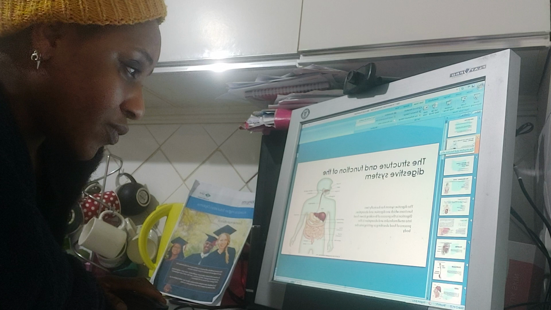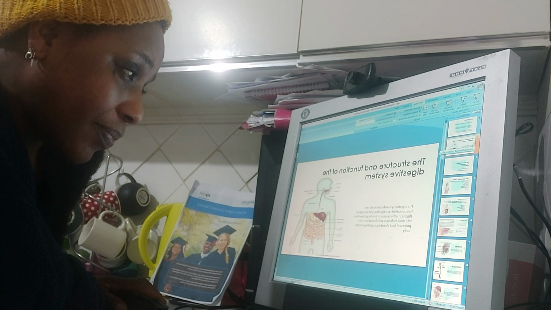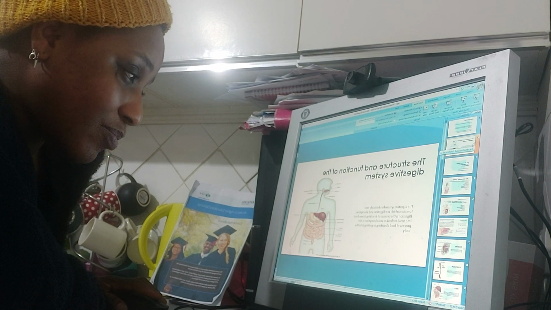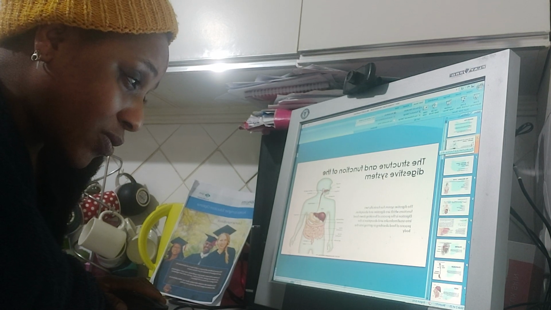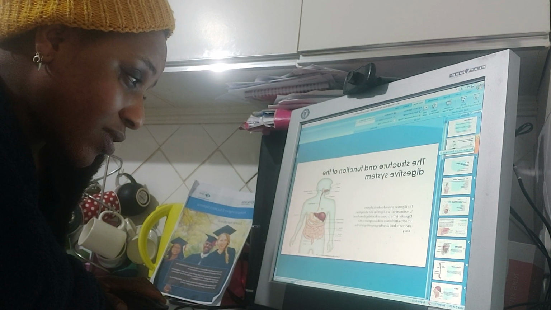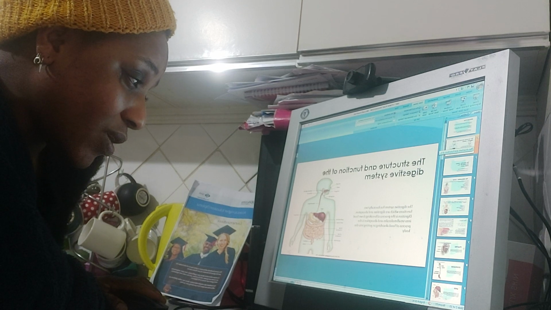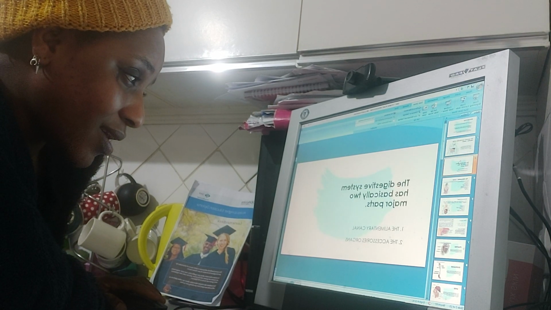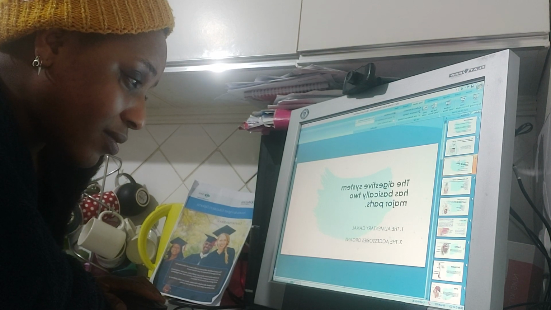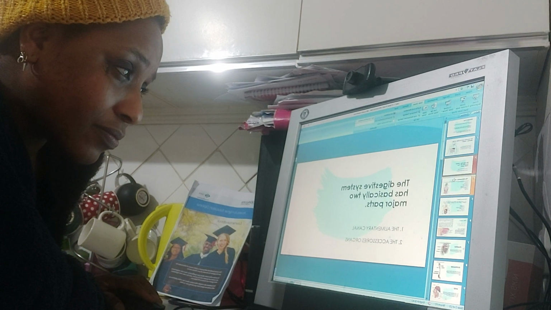The structure and function of the digestive system. The digestive system has basically two functions, which are digestion and absorption. Digestion is the process of breaking down food into smaller molecules, and absorption is the process of food getting into the body. The digestive system has basically two major parts: the alimentary canal and the accessory organs.